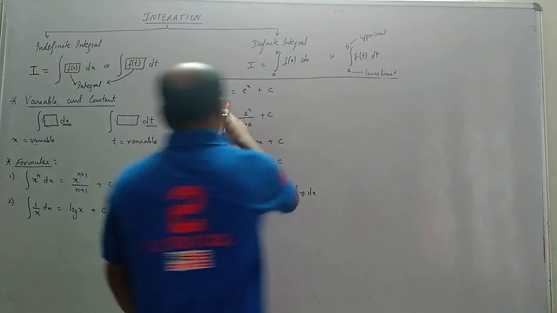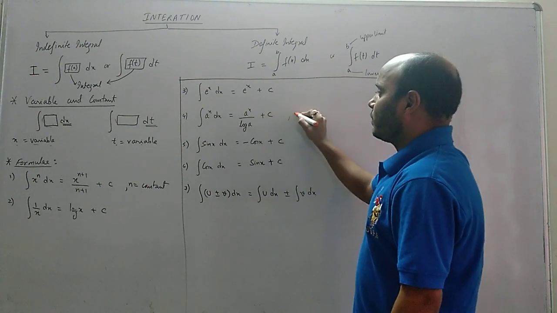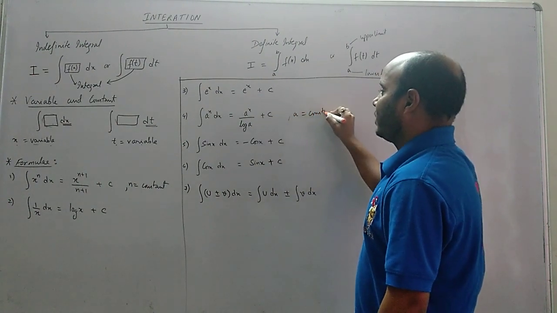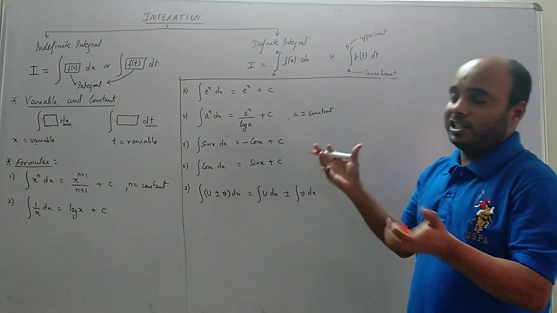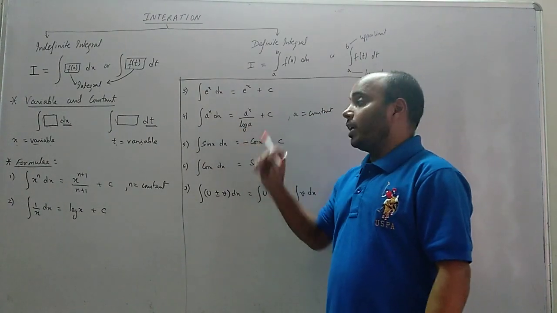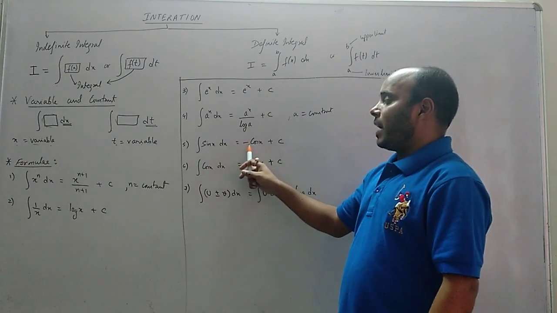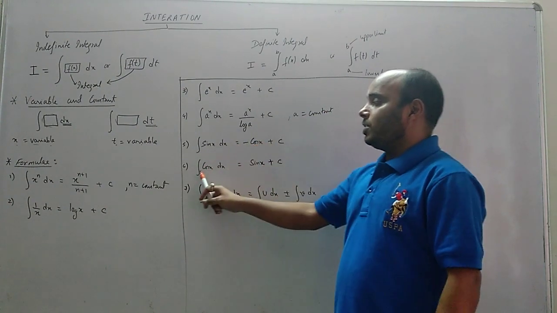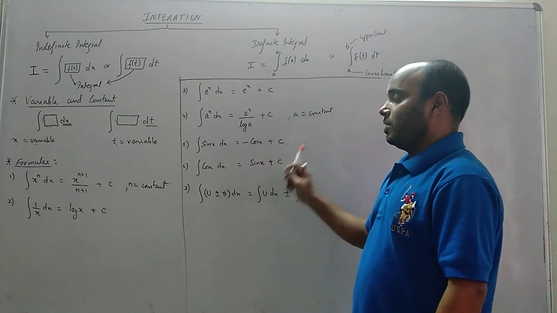Now, here in the place of e we will have e only. But here in the place of a you can have any constant: 5, 6, 7, 8, 9, 10, a, b, c, d. Anything you can have. Okay. Integration of sin x dx equals minus cos x plus c. Integration of cos x dx equals sin x plus c.